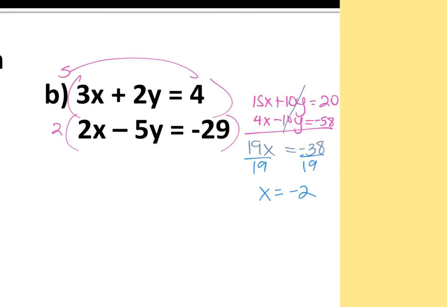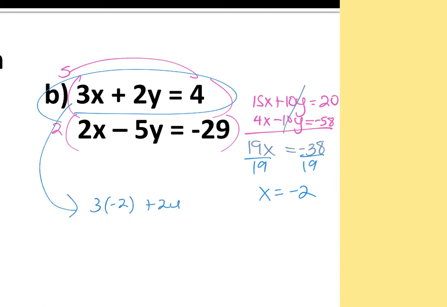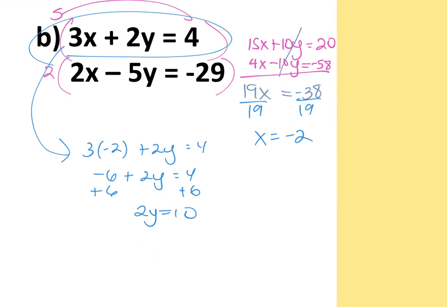Take and plug it back in. It can go anywhere. So if you want to go to the top one, 3 times negative 2 plus 2y equals 4. Negative 6 plus 2y equals 4. Add the 6. 2y equals 10, and y equals 5.